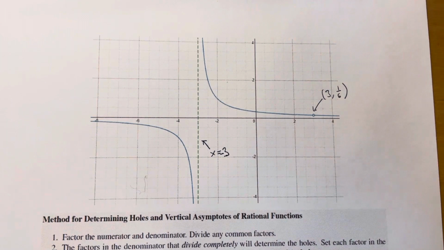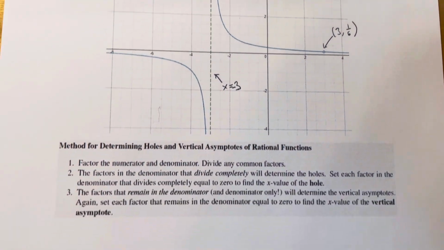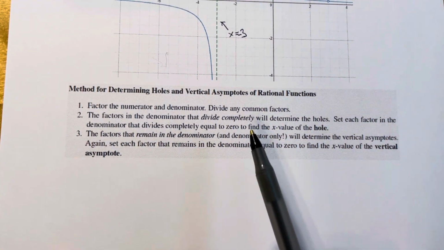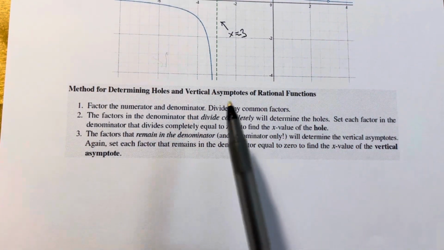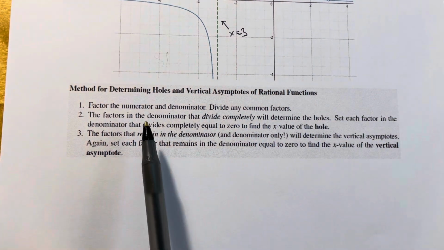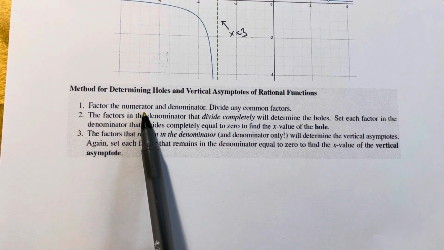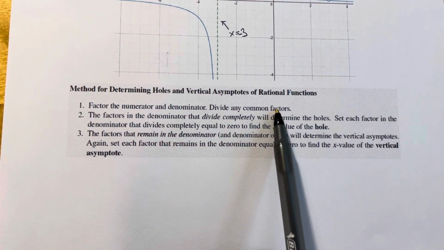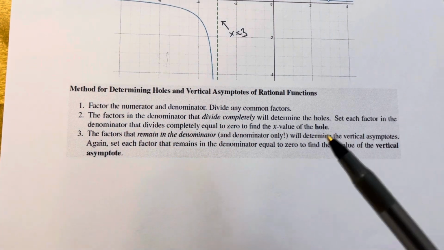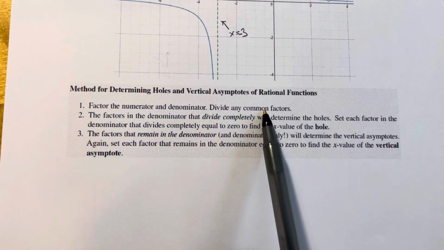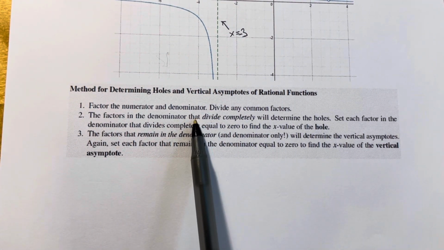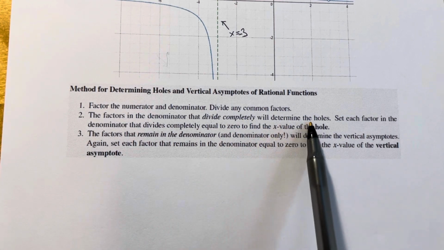So that was one example illustrating how to find vertical asymptotes and holes, but we can talk about a general strategy for doing this. So here's how we approach finding holes and vertical asymptotes, specifically when we're looking at rational functions, which is what that was. First, you want to factor your numerator and denominator, and then divide out any common factors. In some examples, you may already have the numerator and denominator factored for you, but you still need to divide out any common factors.